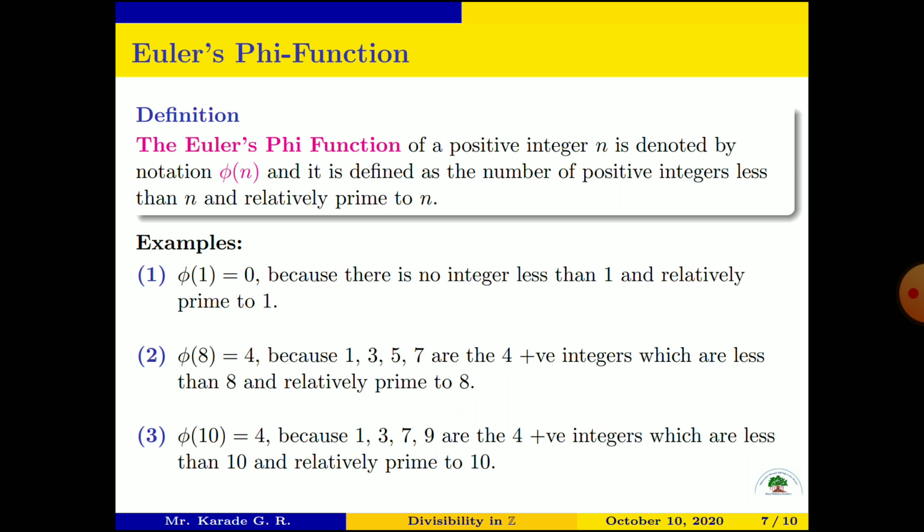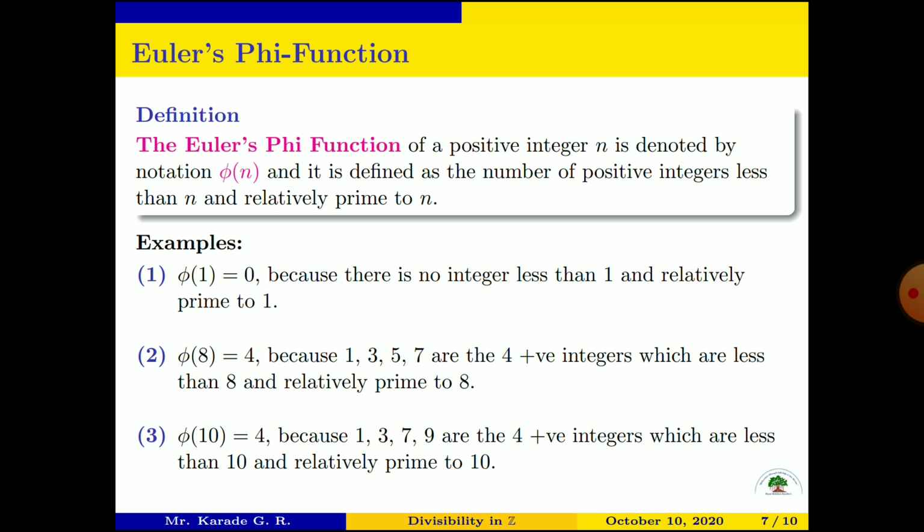Okay, so phi of n function is called the Euler phi function, and phi of n is nothing but the number of all those positive integers which are strictly less than n and which are relatively prime to n. For example, consider phi of 1. Phi of 1 is 0 because there is no integer less than 1 and relatively prime to 1.